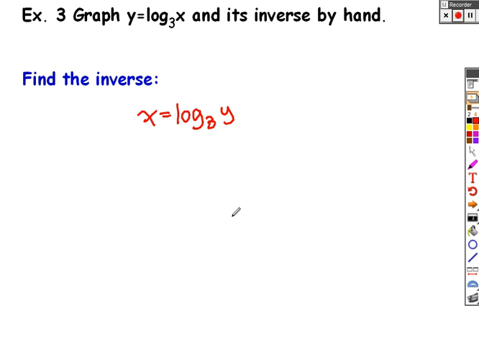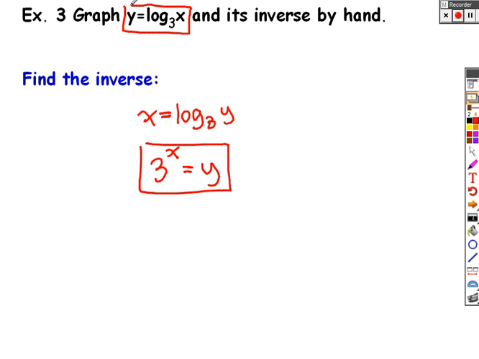And then I want to free up that y. I want my inverse to look like y equals something. Well, let's see, my base is 3. The exponent is x. A logarithm is an exponent, so this is my exponent. And 3 to the x equals y. So this is the inverse of y equals log base 3 of x. The inverse is actually an exponential function.